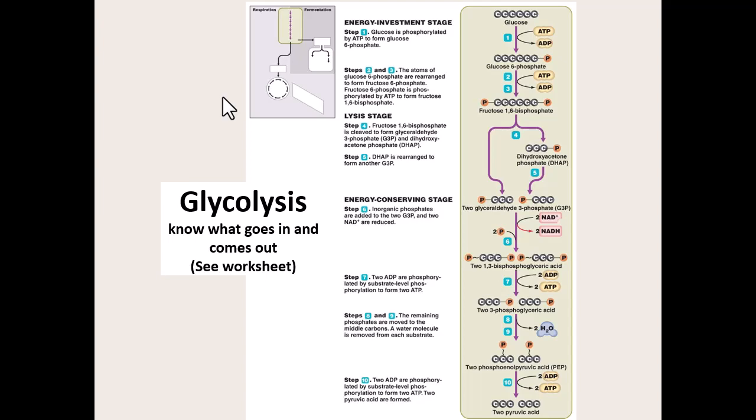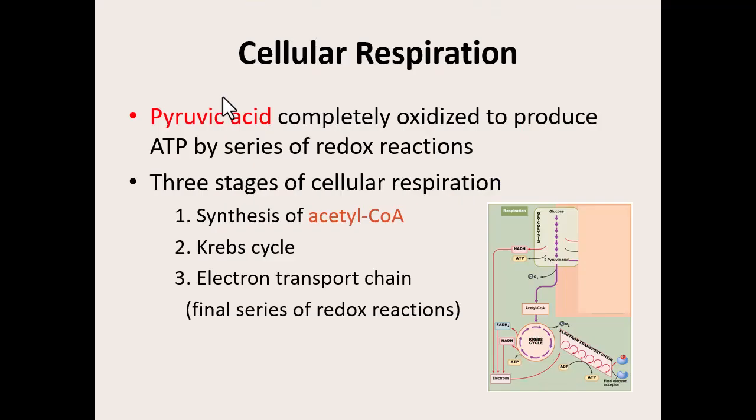What happens to those two pyruvic acids? So pyruvic acid, or pyruvate, continually starts to get broken down, and then it's going to go through three more things. It's going to make something called acetyl-CoA. In my next slides, it's going to go into the Krebs cycle, and then it's going to go into the electron transport chain. But we're going to start first with that pyruvic acid that came out getting made into a molecule called acetyl-CoA.